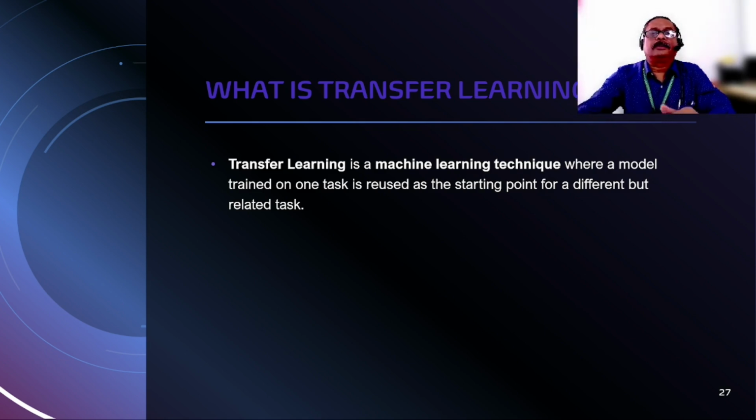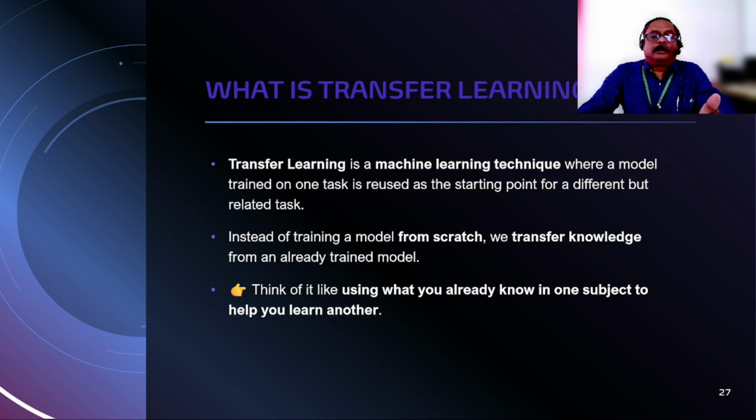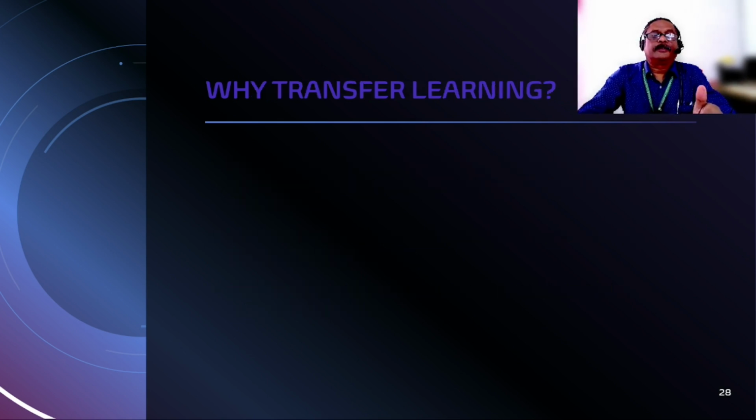So that is the concept of transfer learning. Here, instead of training a model from scratch, we transfer knowledge from an already trained model. A model was able to identify flowers. Now the same thing, if I can use it for animals, nothing more than that. That is the concept of transfer learning. So think of it as using what you already know in one subject to help you learn another one.